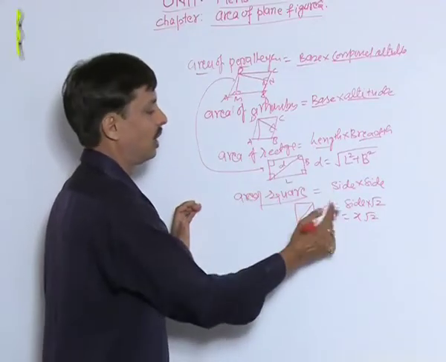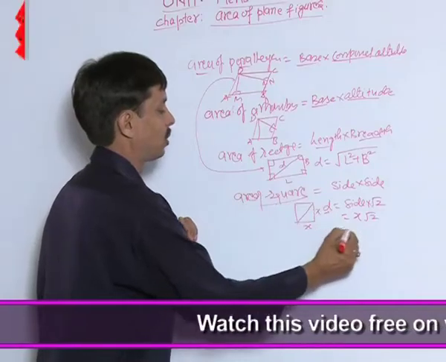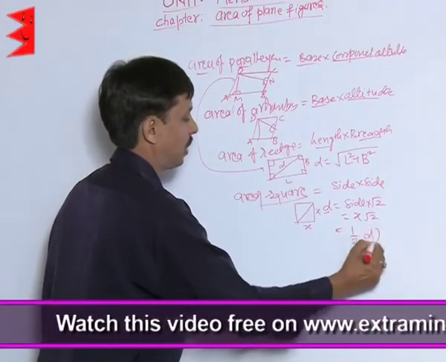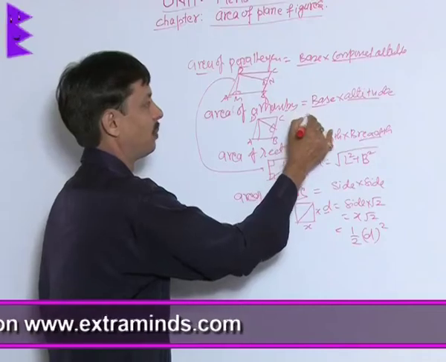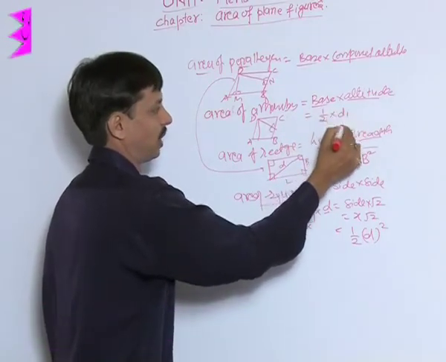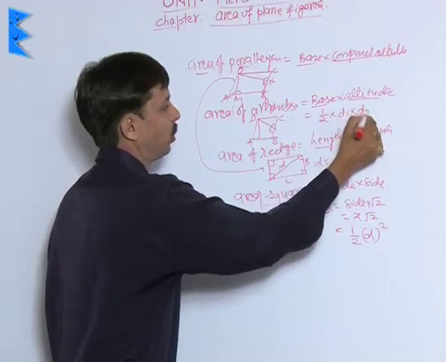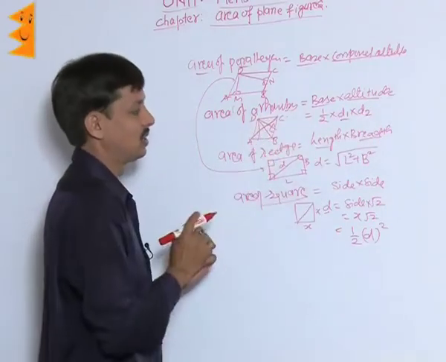So what about the diagonal? With the help of the diagonal, the area of a square can also be calculated, that is half diagonal whole squared. And in the case of a rhombus, there is one more formula for finding its area. If the lengths of the diagonals are given, it is half d1 into d2, where d1 represents the first diagonal and d2 represents the second diagonal.